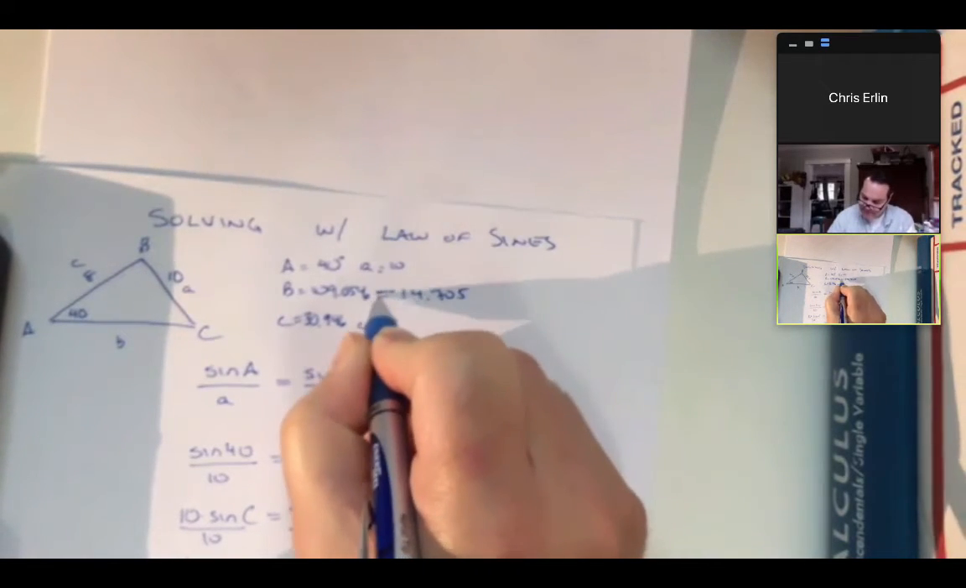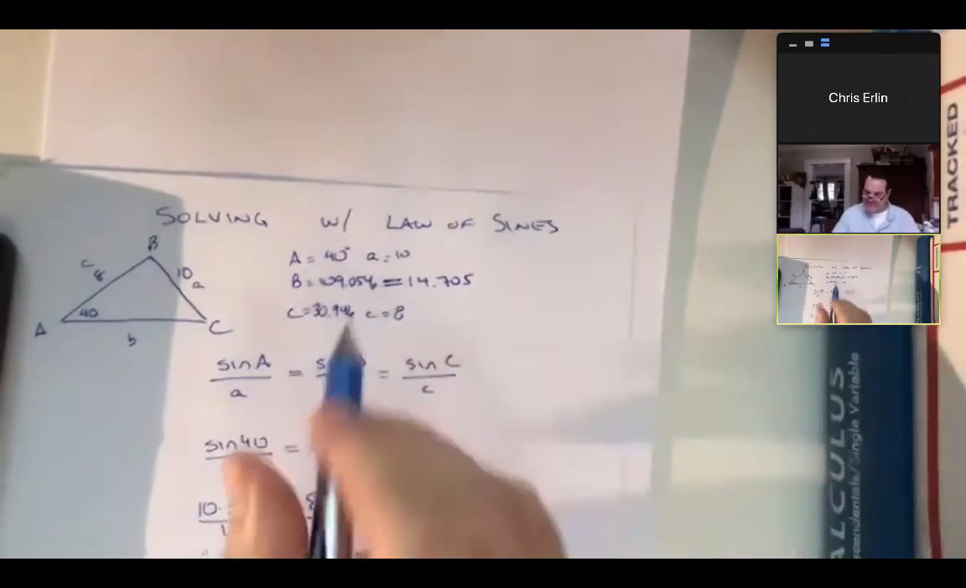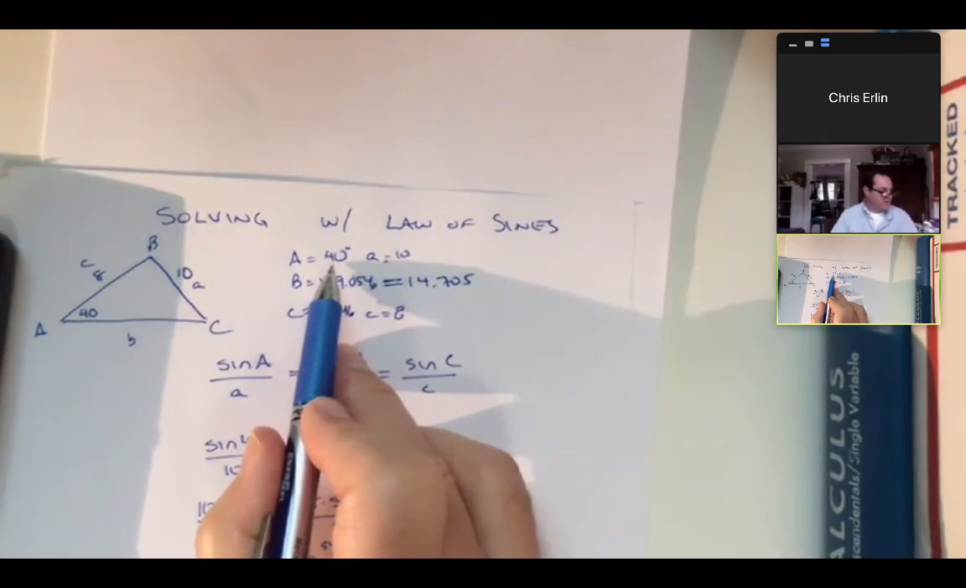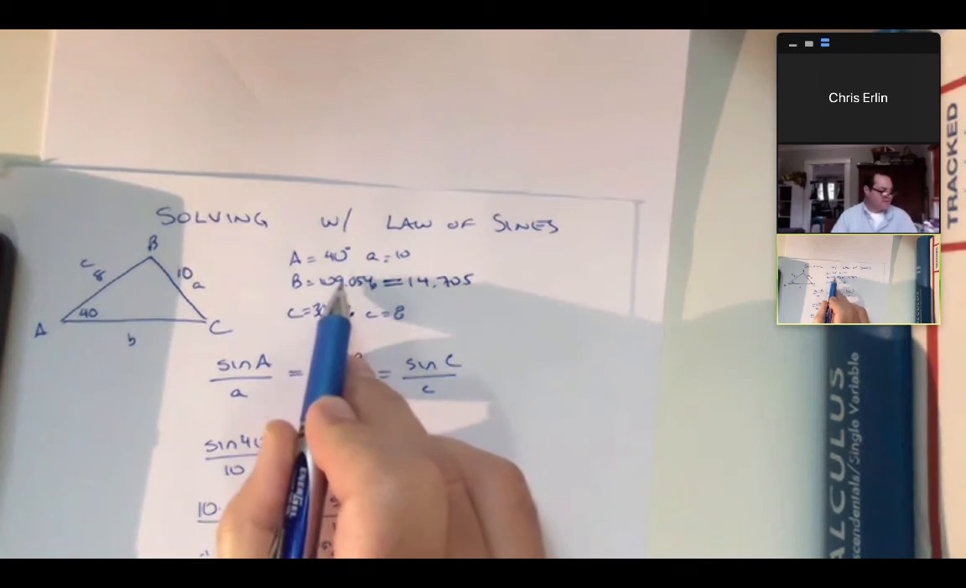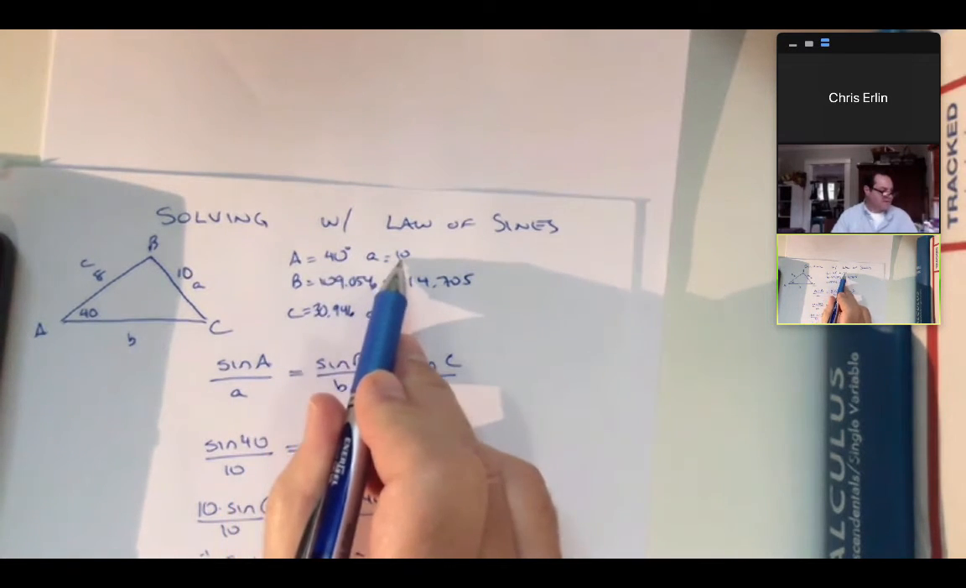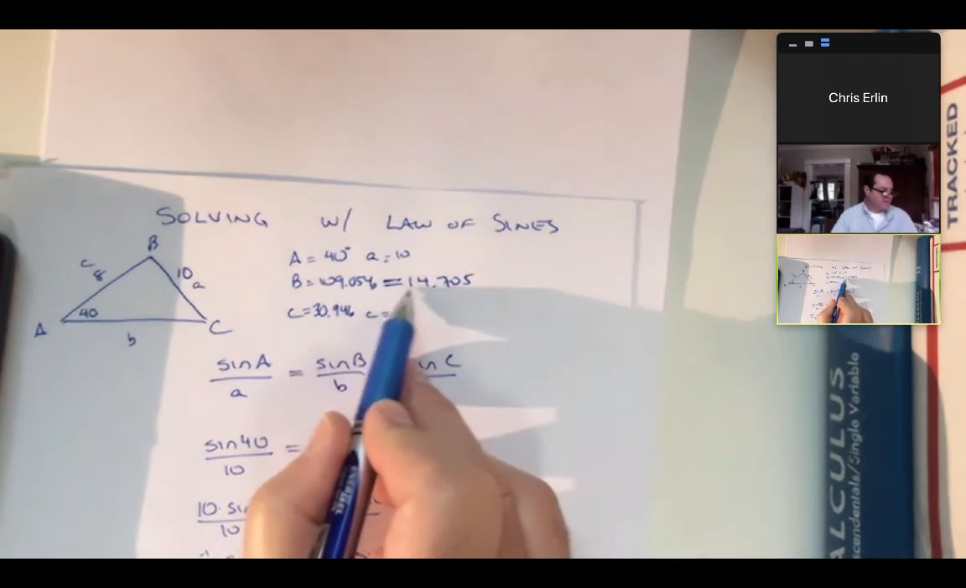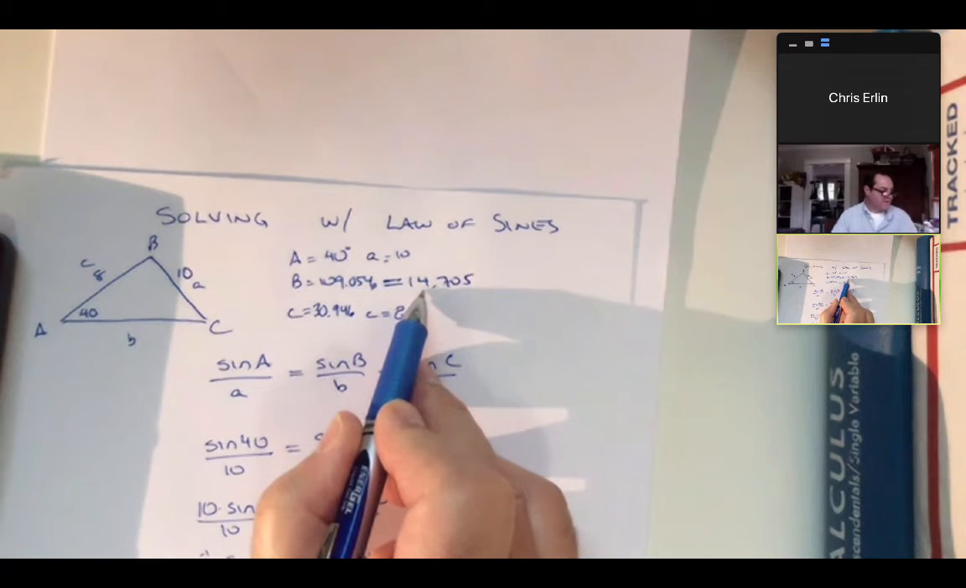Does that make intuitive sense to me? Well, my smallest angle is 30 degrees, opposite 8. My middle angle is 40 degrees, opposite 10. And my largest angle of 109 is opposite 14.705, the largest side.